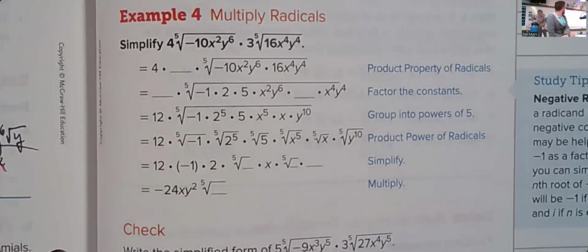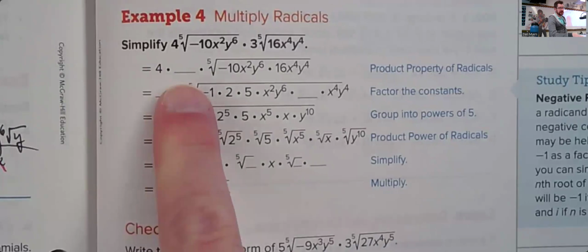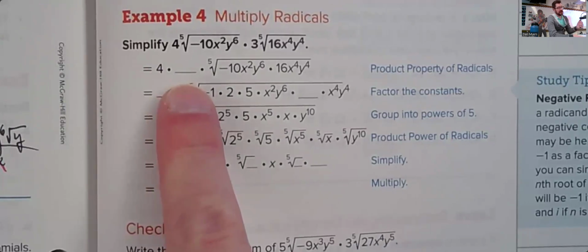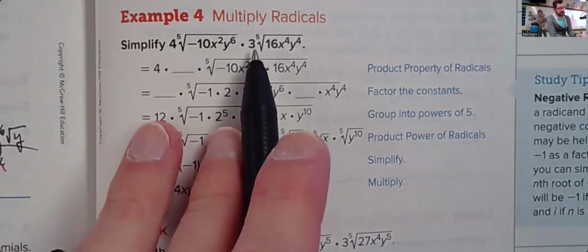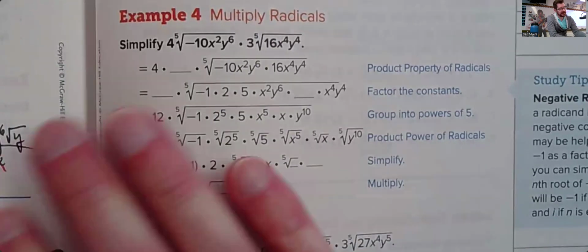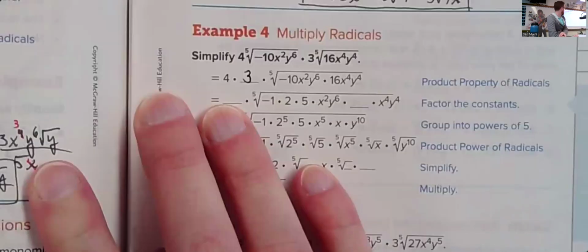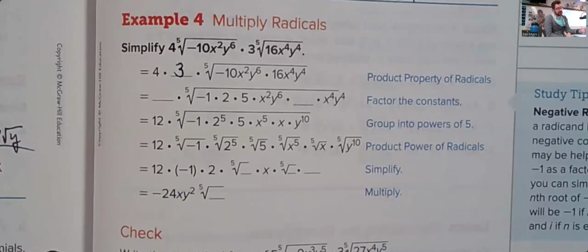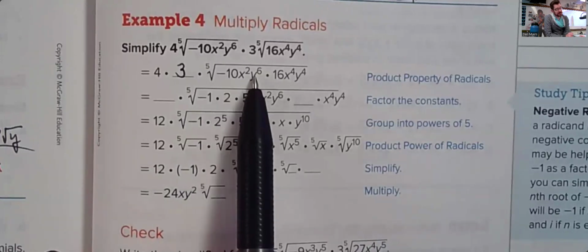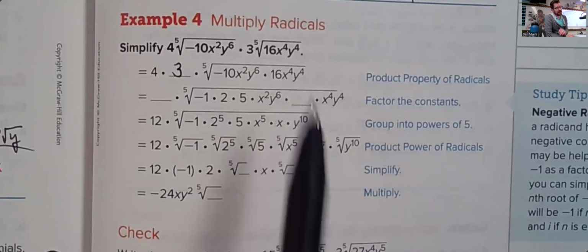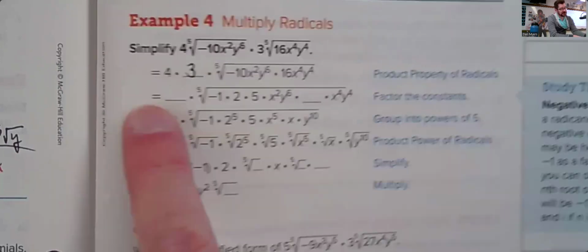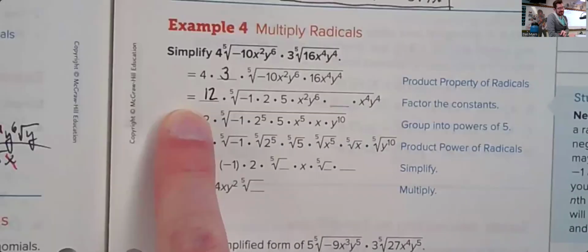radicals. Not only can we multiply the radicals, we can also multiply together the coefficients. So what number goes in the blank here? 3, yeah. So the coefficients here are 4 and 3. Those are our regular numbers. They can multiply at the front of the radical. So that'll just be 4 times 3 times the 5th root of negative 10x squared y to the 6th times 16x to the 4th y to the 4th. 4 times 3 is 12, so we're going to write a 12 here.